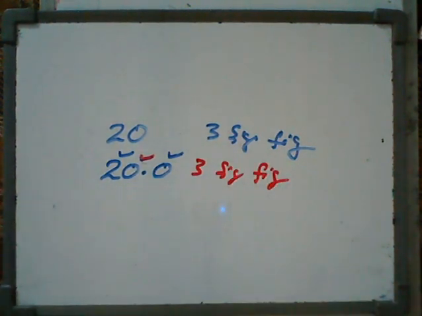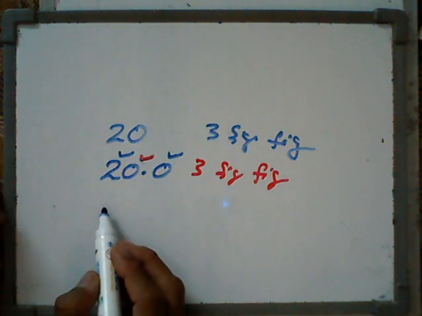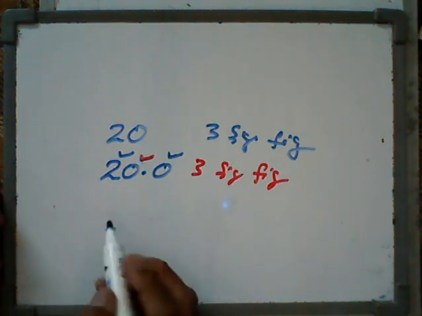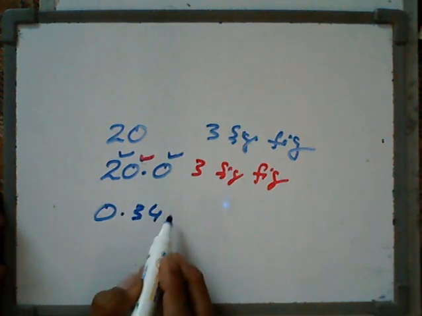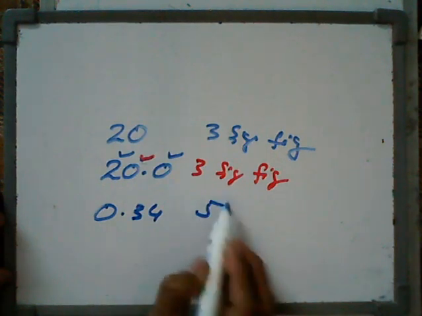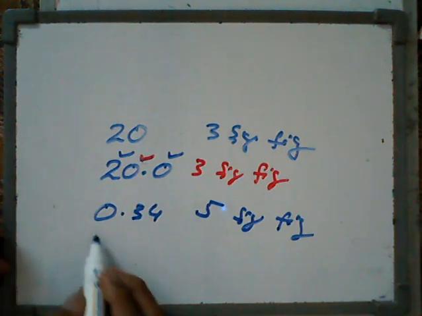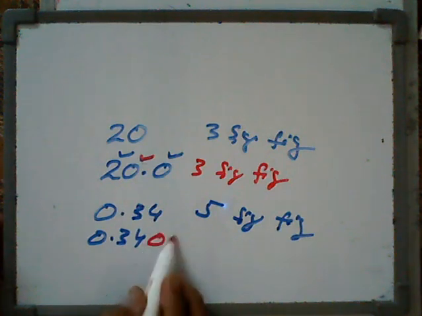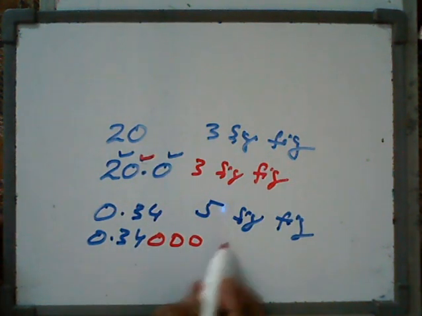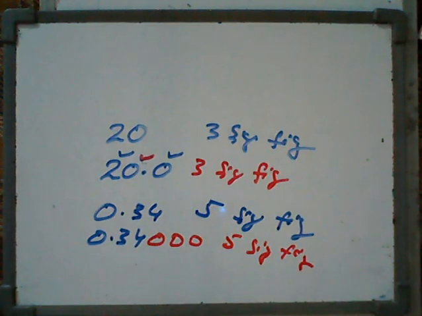Sometimes you may be asked to write numbers to some number of significant figures which they do not have, so we'll add zeros in the decimal to convert them. Let's suppose 0.34 converted to 5 significant figures. What we'll do is add zeros at the end. So 3 zeros will be added at the end. This will give us 5 significant figures. So like this you may do all the calculations.